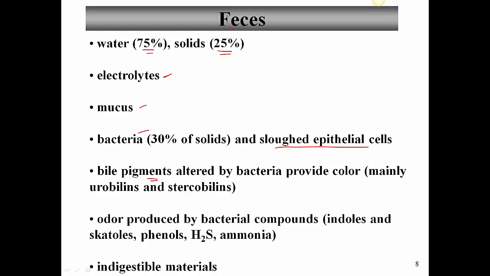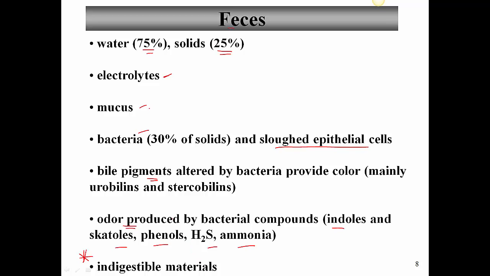There are some bile pigments in here that give feces its characteristic color. Some of the odors we can detect in fecal material come from bacterial action that produces compounds such as indoles, skatoles, phenols, hydrogen sulfide, and ammonia, which are really very odorous type compounds. And finally, in the fecal material, we have indigestible materials.